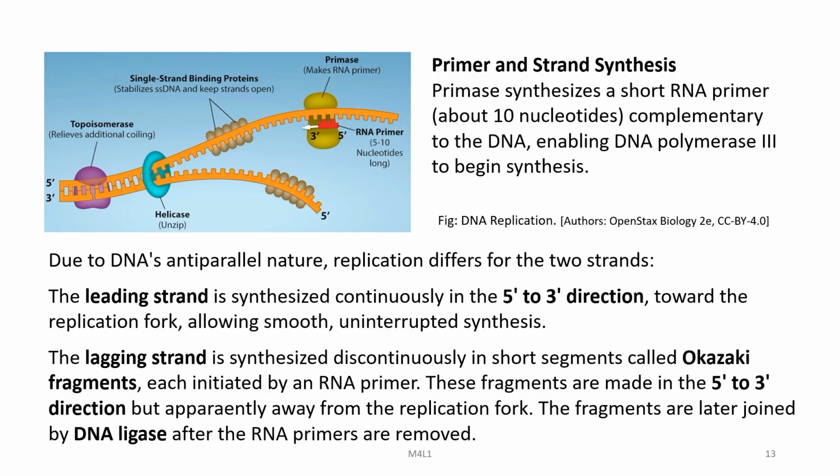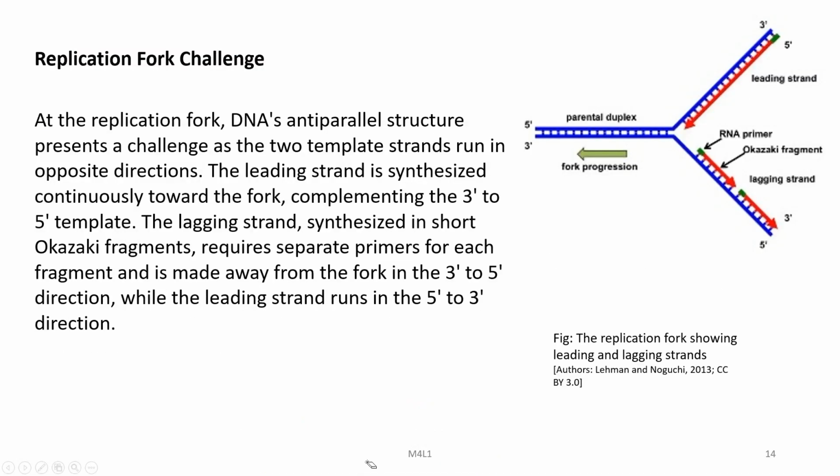Due to DNA's antiparallel nature, replication differs for the two strands. The leading strand is synthesized continuously in the 5' to 3' direction towards the replication fork, allowing smooth, uninterrupted synthesis. The lagging strand is synthesized discontinuously in short segments, which we call Okazaki fragments, each initiated by an RNA primer. These fragments are made in the 5' to 3' direction, but away from the replication fork. The fragments are later joined by DNA ligase, which is another important component of this replication machinery, after the RNA primers are removed.